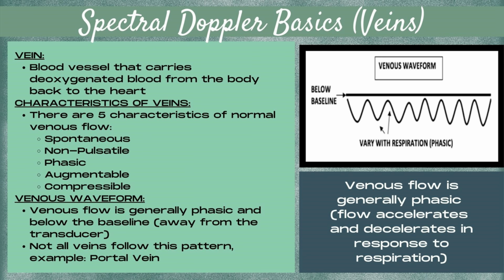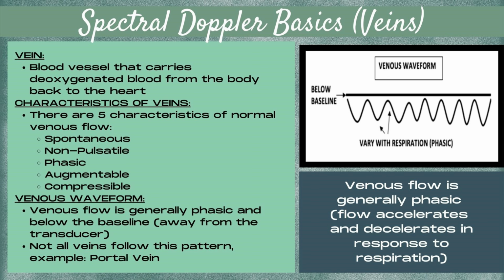Now let's talk about a typical venous waveform when using spectral Doppler. Veins are blood vessels that carry deoxygenated blood from the body back to the heart. On ultrasound, there are 5 characteristics of normal venous flow. The flow should be spontaneous, occurring by itself. It should be non-pulsatile, meaning it's got a rounded waveform rather than sharp peaks, unless the vein is located near the heart, in which case it will have a pulsatile pattern.